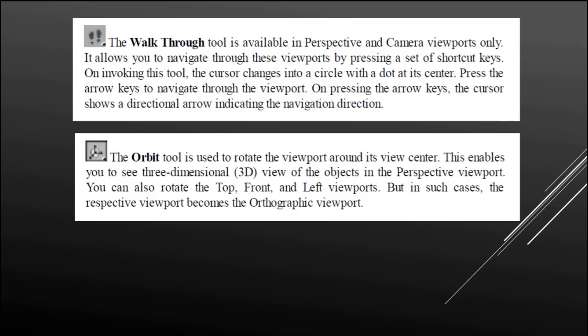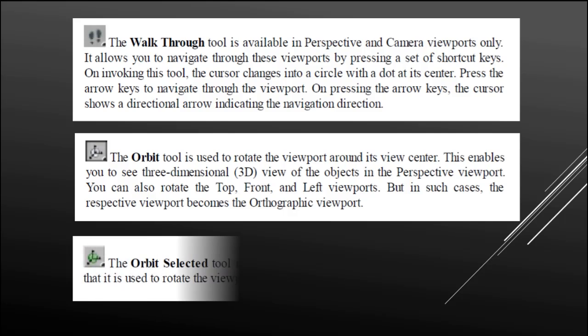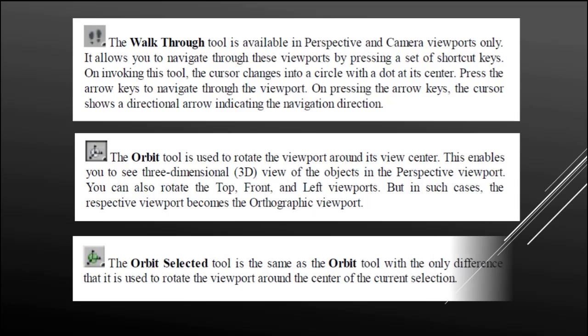The Orbit tool is used to rotate the viewport around its view center. This enables you to see a three-dimensional view of the objects in the perspective viewport. You can also rotate the top, front, and left viewports, but in such cases the respective viewports become orthographic viewports.